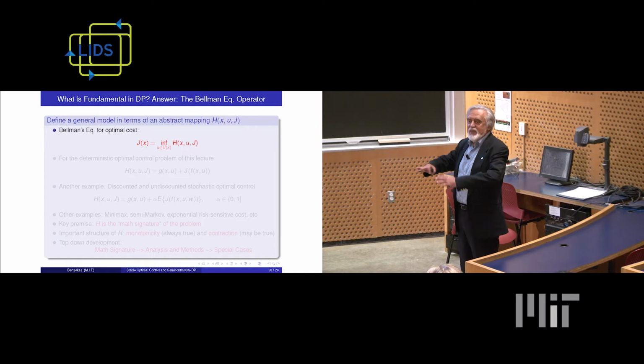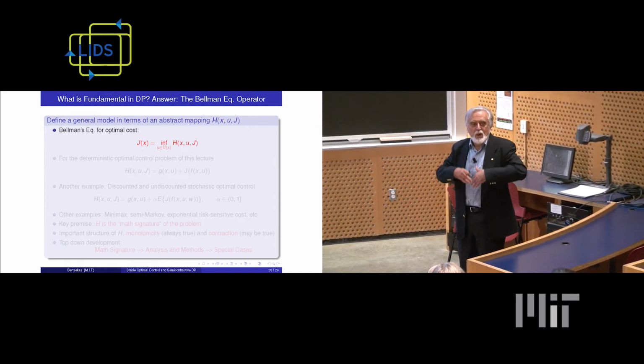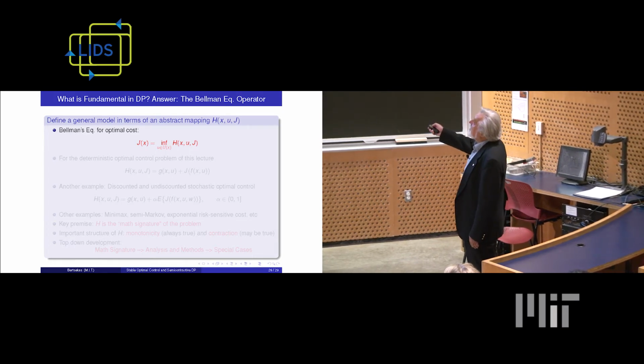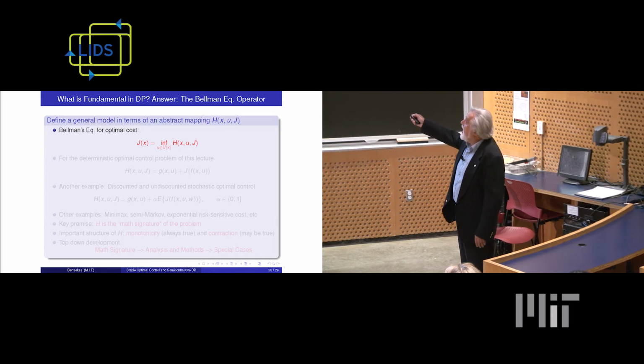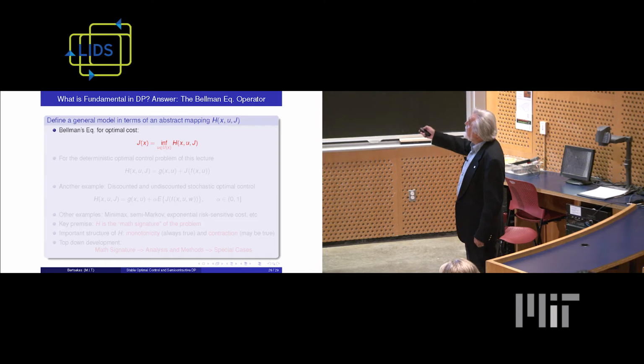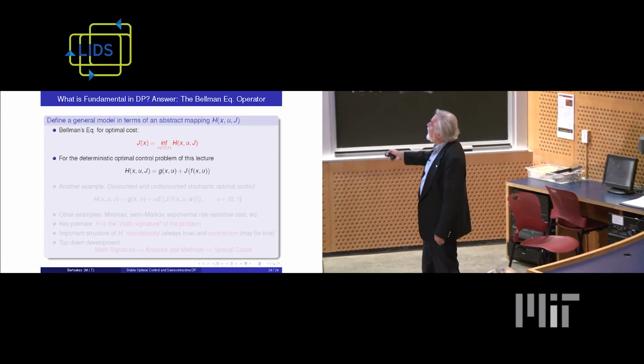So instead of having a Bellman equation operator for deterministic problems, for stochastic problems, for minimax problems, and so on, we introduce a general type of Bellman operator in terms of an abstract mapping, H, which depends on state, control, and the cost function J, and the Bellman's equation for the optimal cost is what you see here. For the deterministic optimal control problem of this lecture, it has this form.